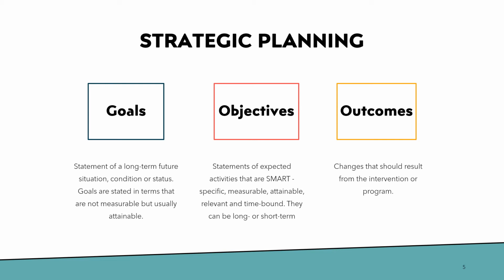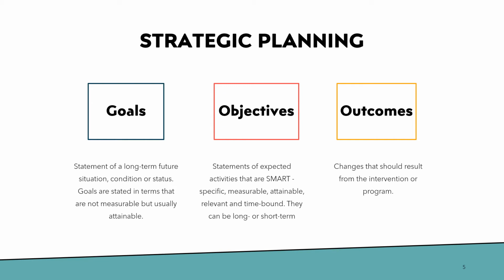Objectives are statements of expected activities that are SMART. So they're specific, they're measurable, they're attainable, they're relevant, and they're time-bound. In the text, they talk about outcome objectives, and so you can use that terminology, but I find it easier to think about these in terms of a tier. You have your goals, probably your overall program goal, and then you have several objectives that you intend to accomplish as a way to realize that goal.